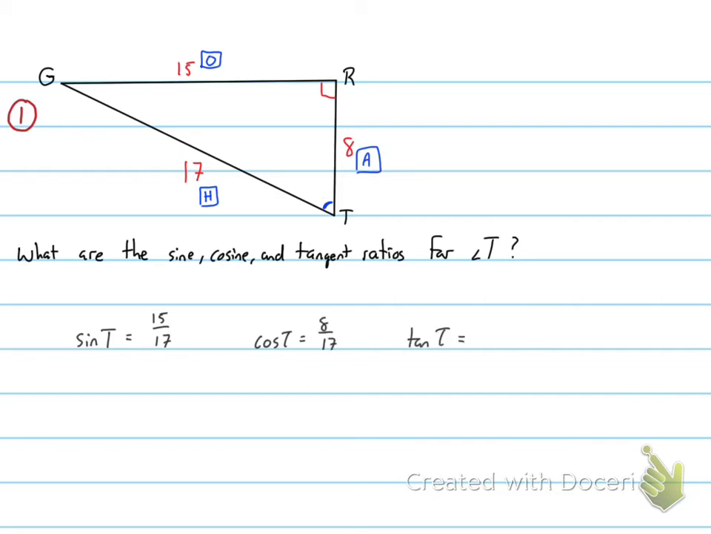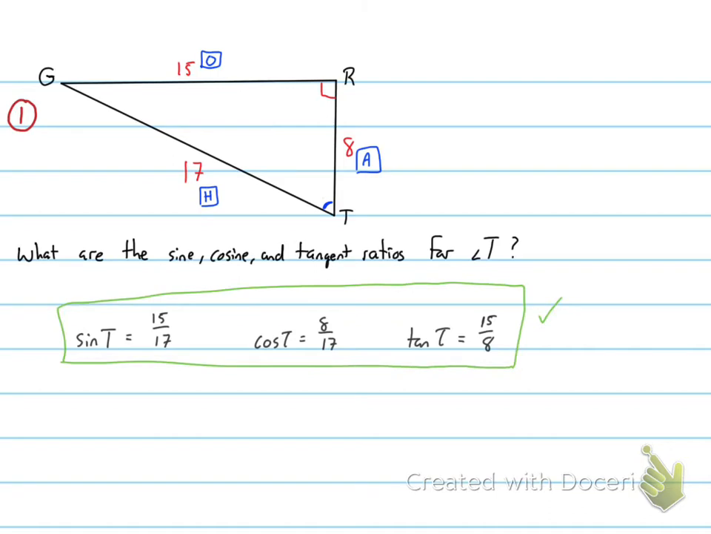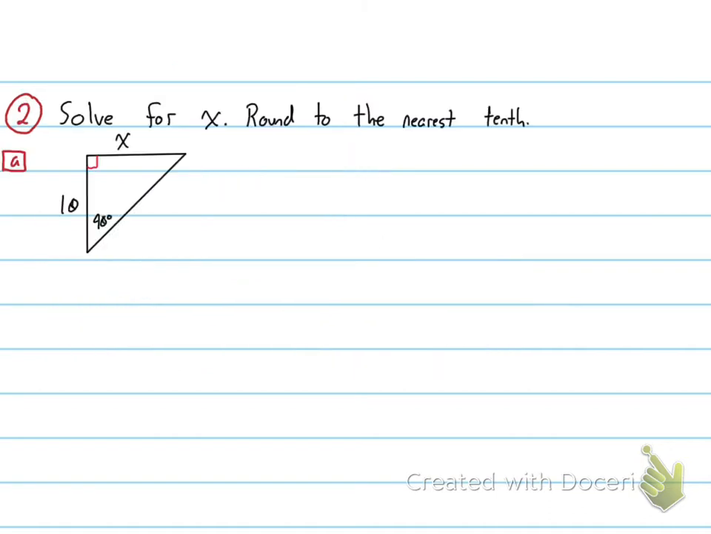Finally, the tangent would be opposite over adjacent. Now that we have everything labeled, this will be pretty easy. It would be 15 over 8. And that's it.